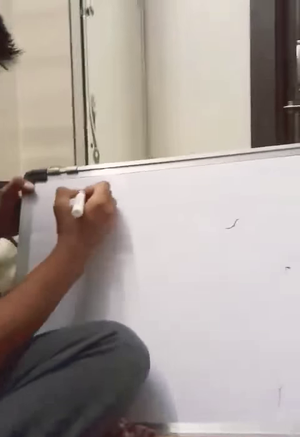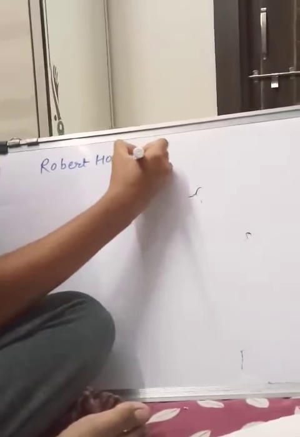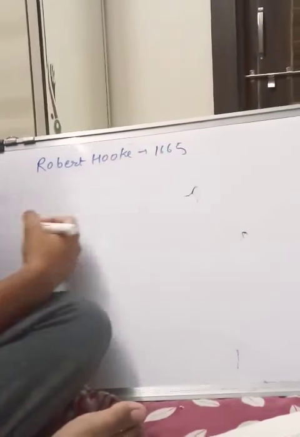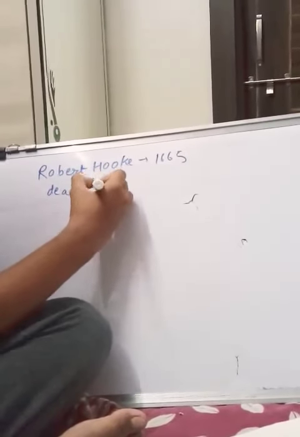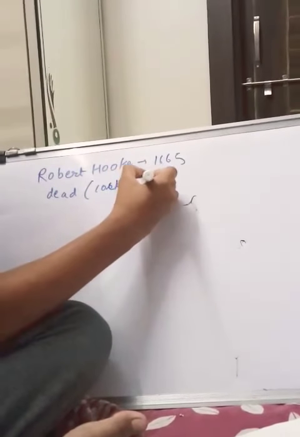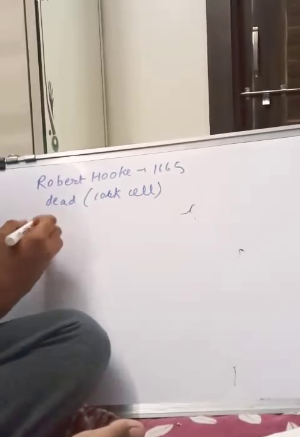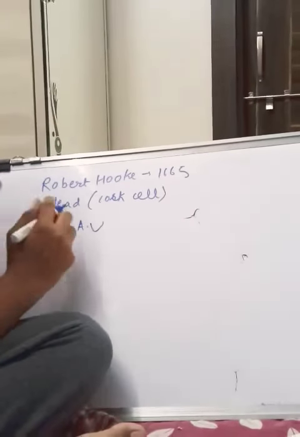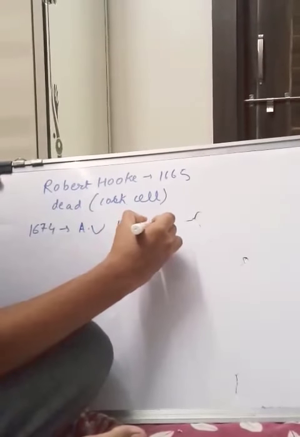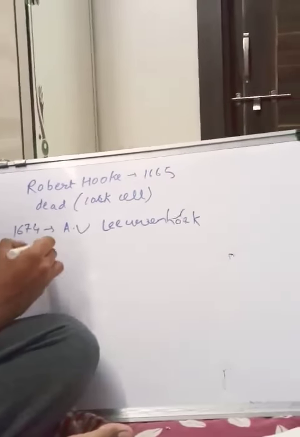Yes, friends. Then comes who discovered the cell. Firstly, the cell was discovered by Robert Hooke in the year 1665. He observed a dead cell, that is a cork cell, in his own microscope. Later on, in 1674, Anton van Leeuwenhoek discovered the living cell.